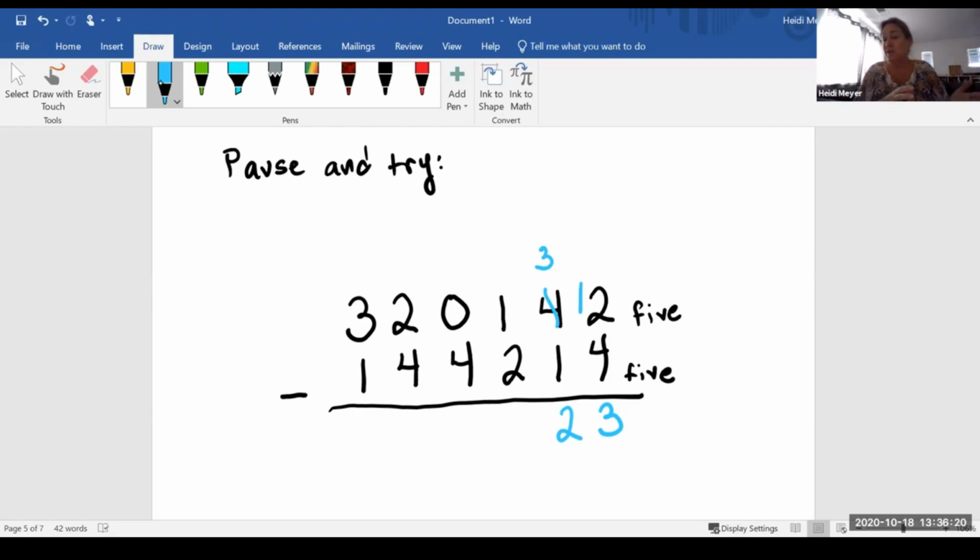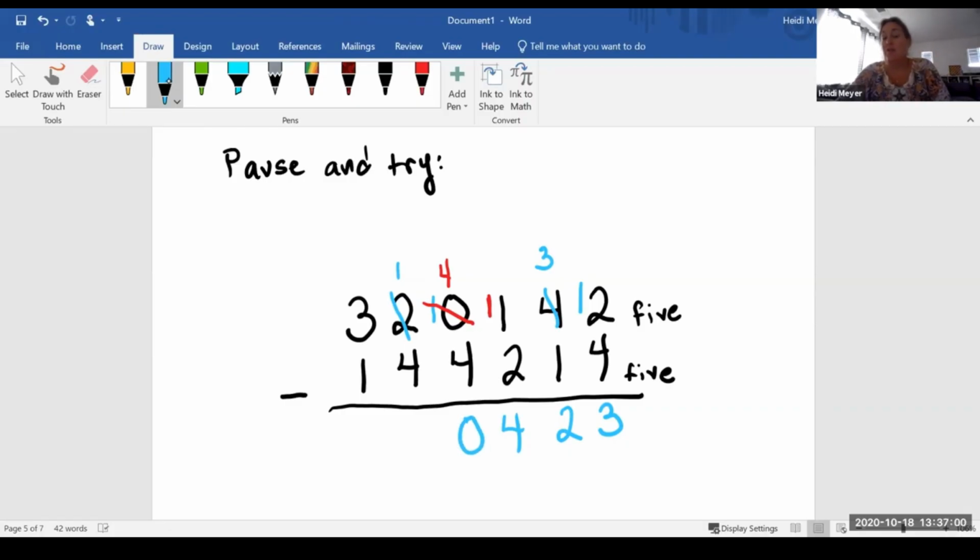As I move to the next place, though, I'm trying to do 1 minus 2. I need to borrow. I look next door, it's a 0. I need to go one more space. So we borrow from this 2, making this a 5. It looks like a 10, but it's a 5. When we borrow from 5, it decreases by 1. 1 less than 5 is 4. And then you're going to carry. Looks like an 11, but it's a 6. It's 5 plus 1. And 6 minus 2 is 4. 4 minus 4 is 0.